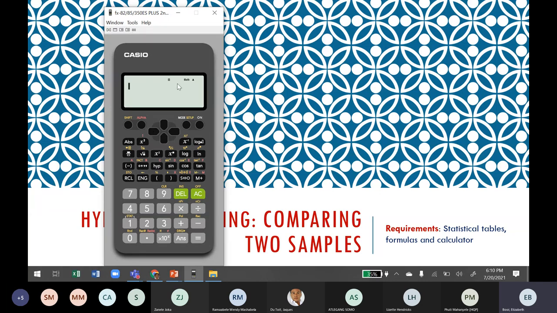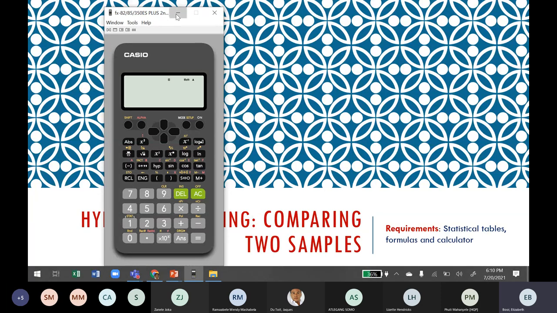This is a Casio. Normally, you find this Casio at Pick and Pay, ShopRite, and Checkers. The grade 12 and grade 11 learners are encouraged to use the Casio calculator, so it's easy to get, and I think it's reasonable enough as well.